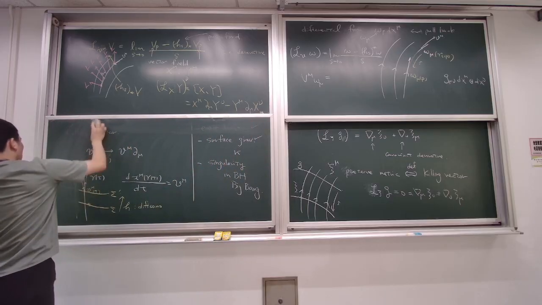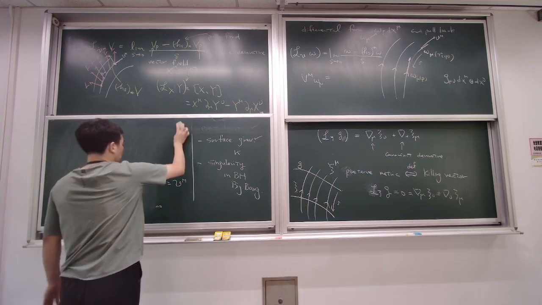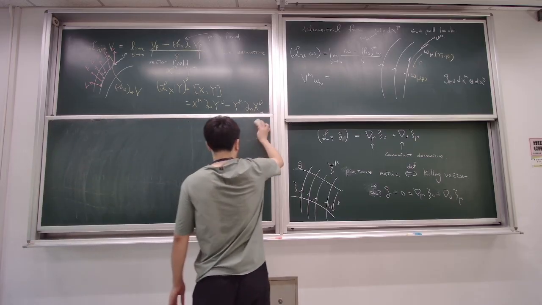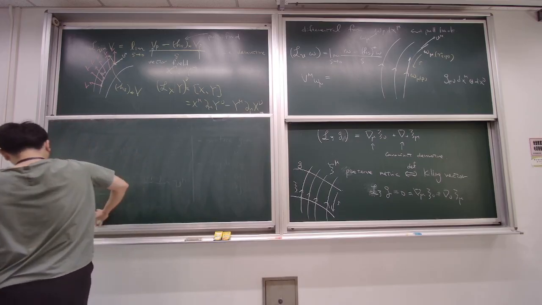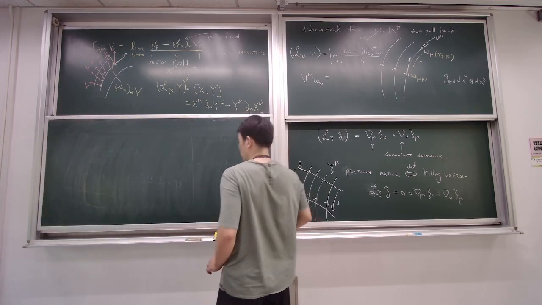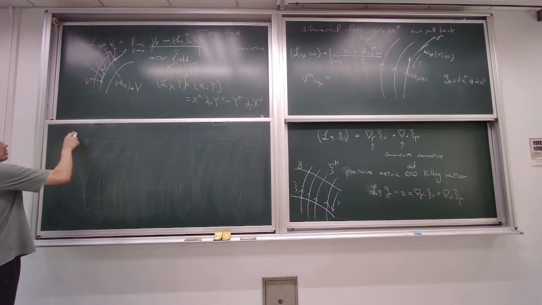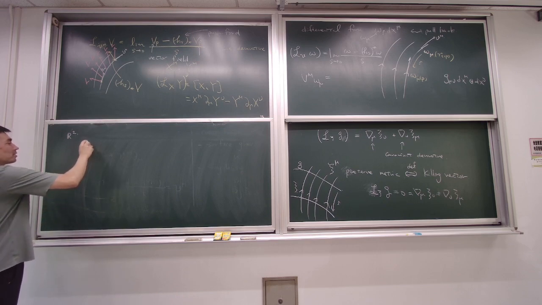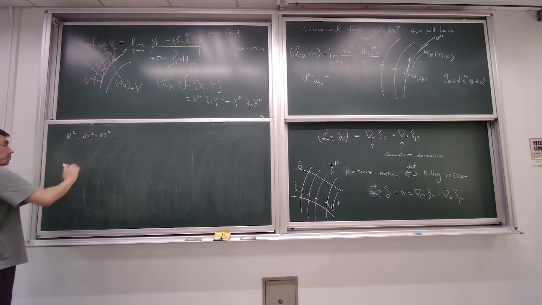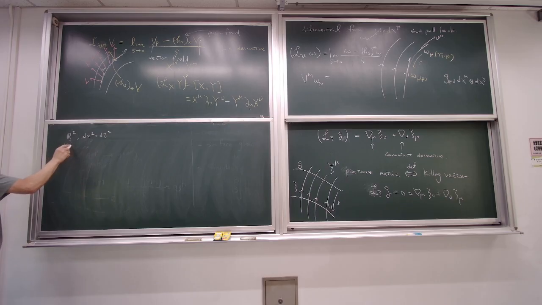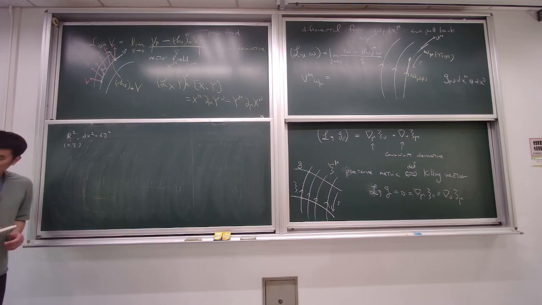Okay, example. It's very easy to construct examples of Killing vectors. Apart from GR, for instance, one can consider R², with the standard metric dx² plus dy². So what is a Killing vector? Can you come up with a Killing vector for R²?